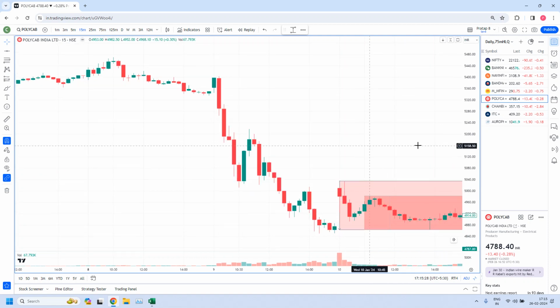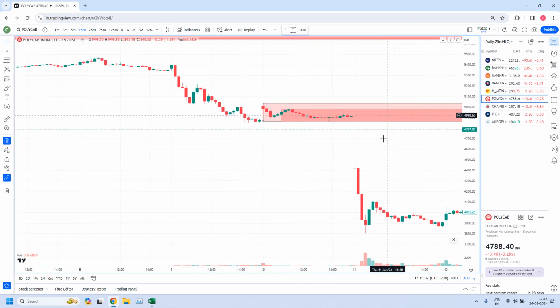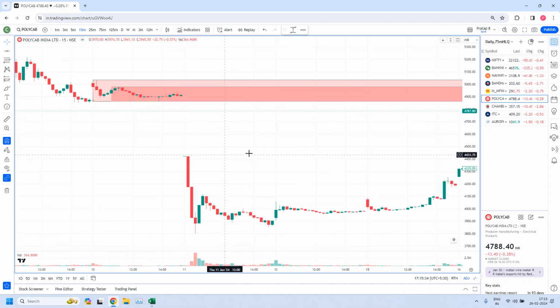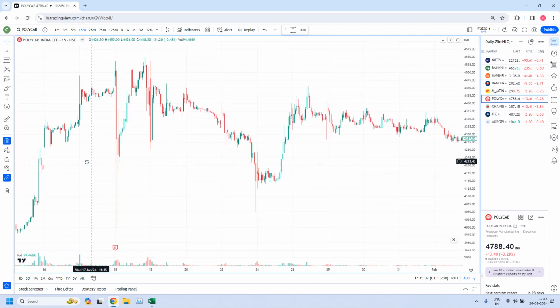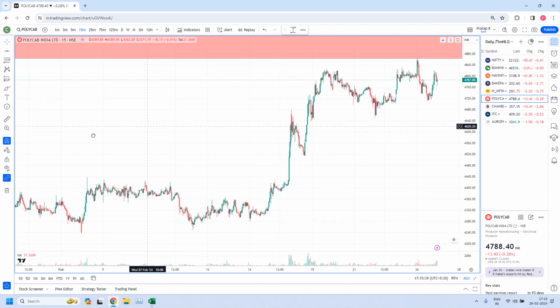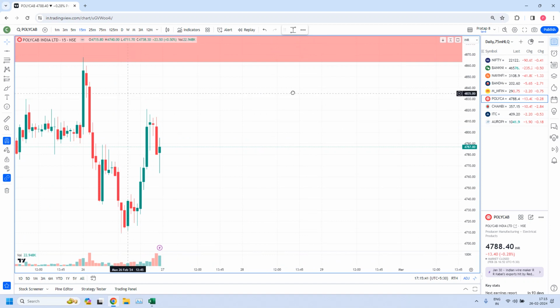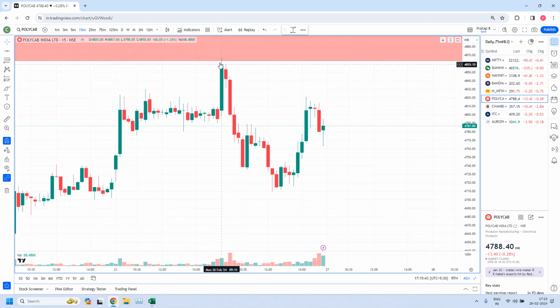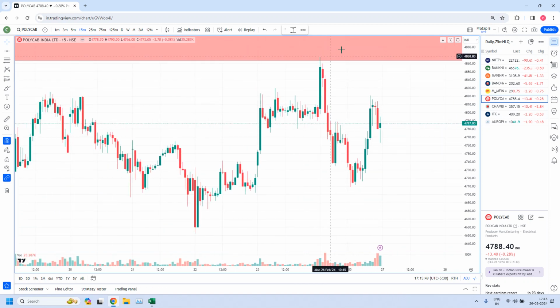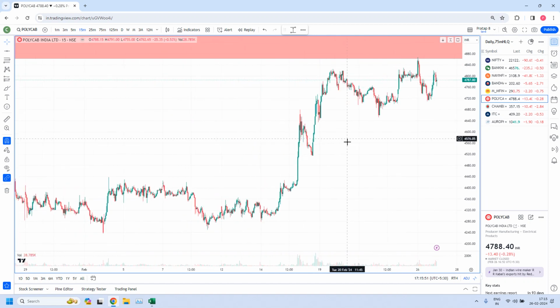The zone will be easily violated. So we expect this zone will be violated, and we didn't plan any trade on this Polycab. Even prices, I think, just reached into the zone and came down today. The reason is institutions created a new zone here: rally, base, drop. That was the reason why it came down. It may not be because of this particular zone.